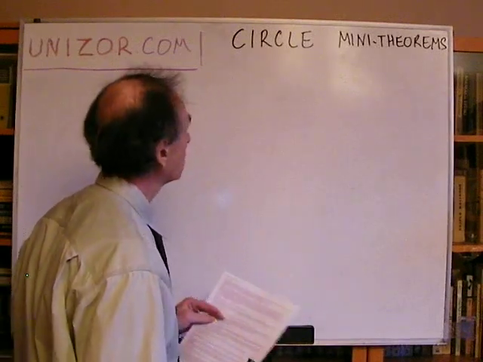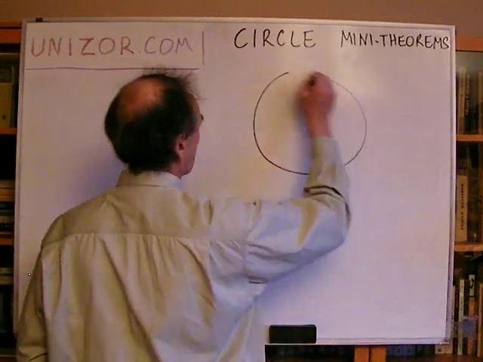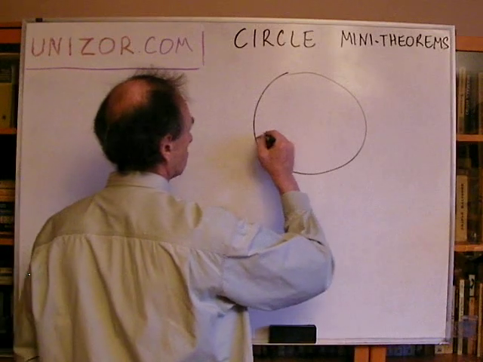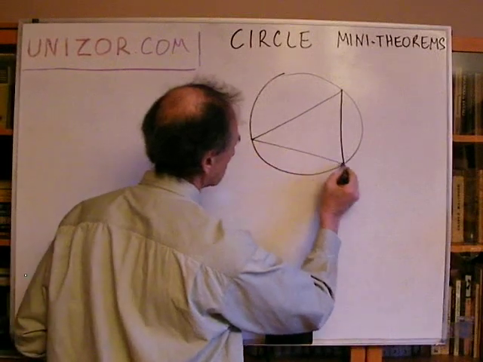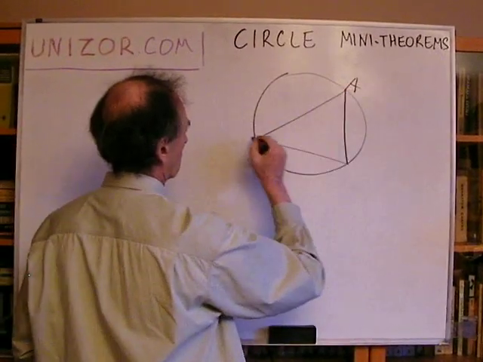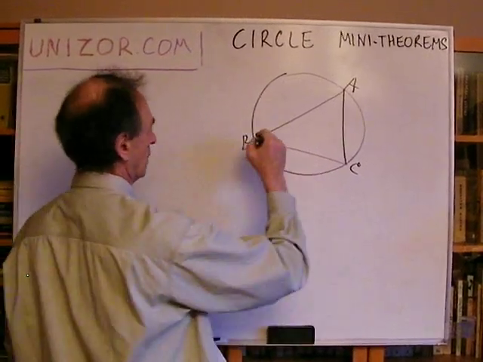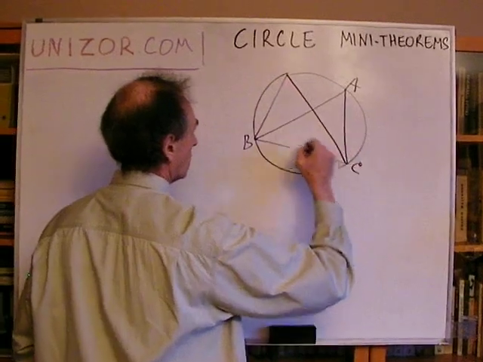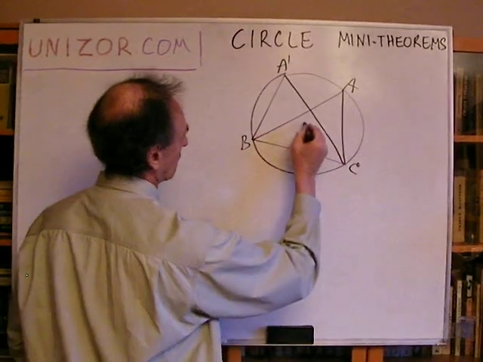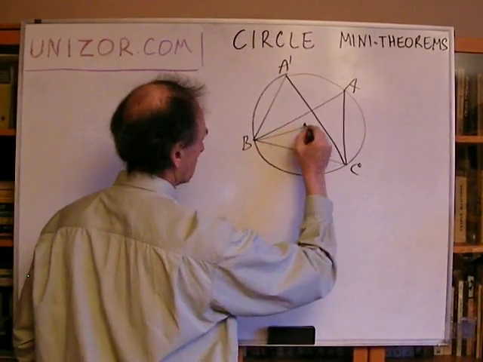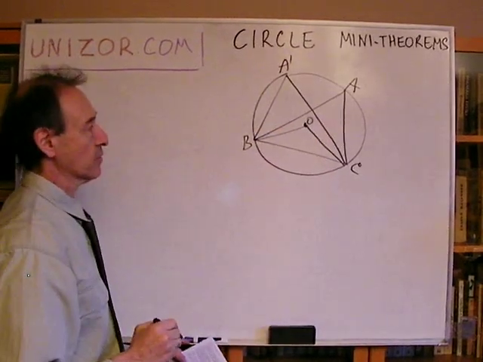Okay, theorem number one is about inscribed angles. If you have a circle and you have an inscribed angle, and this is a chord which supports this angle. Now this is another angle, which is supported by the same chord. And this is a central angle, which is also supported by the same chord.